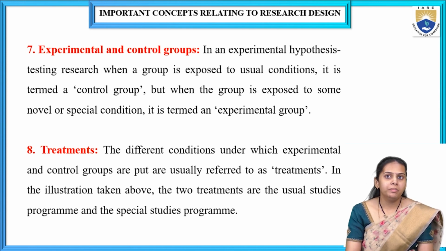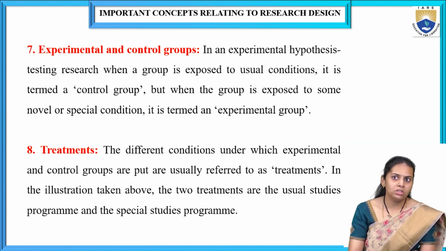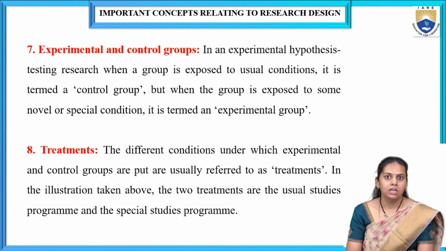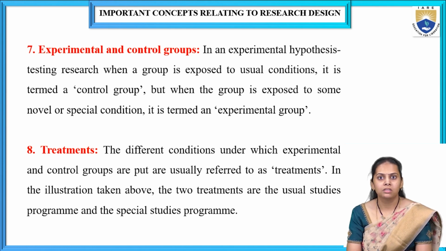And what are the experimental and control groups? In experimental hypothesis testing research, when a group is exposed to usual conditions, it is termed as a control group. But when the group is exposed to some novel or special condition, it is termed as an experimental group.